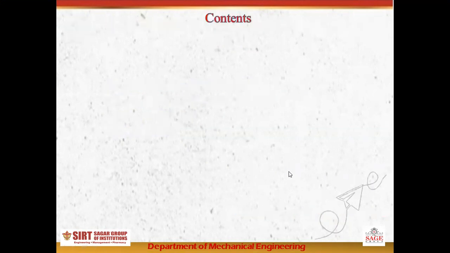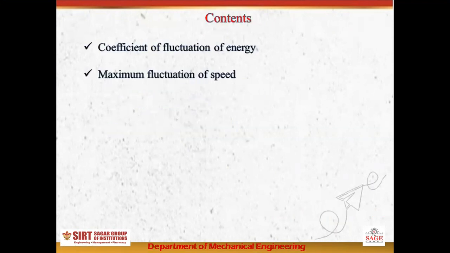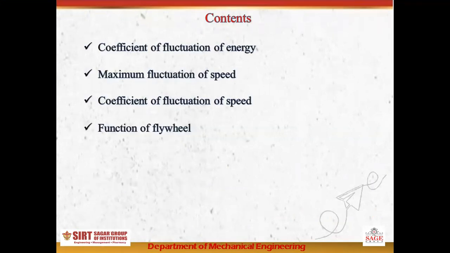Now, the contents. This lecture consists of different topics. First, we'll discuss the coefficient of fluctuation of energy, then maximum fluctuation of speed, then coefficient of fluctuation of speed, the function of a flywheel, and the energy stored in a flywheel. We'll start with the coefficient of fluctuation of energy.